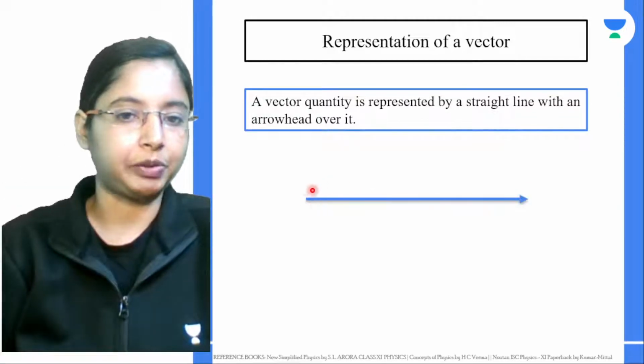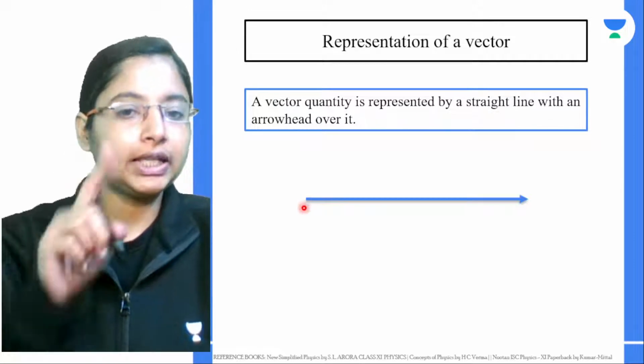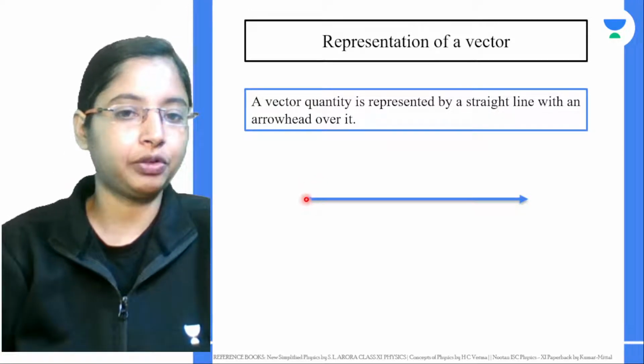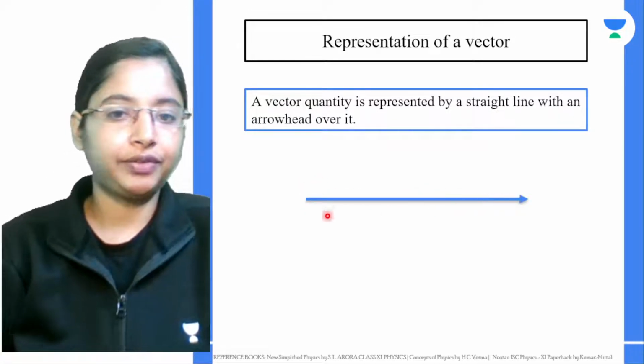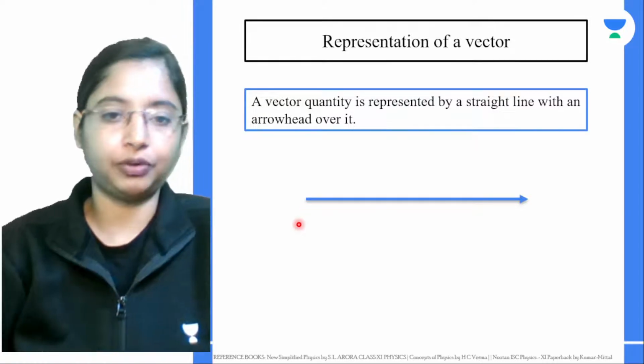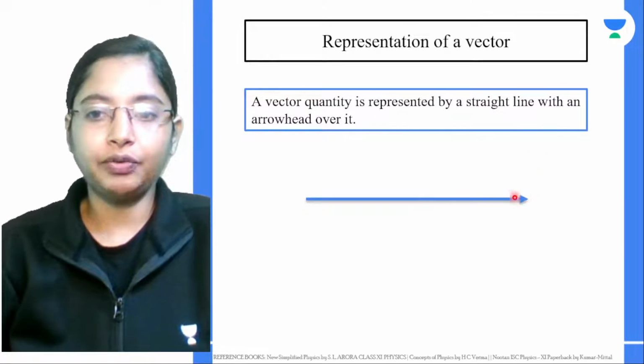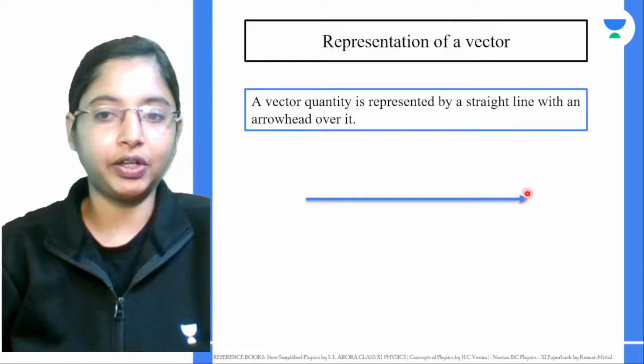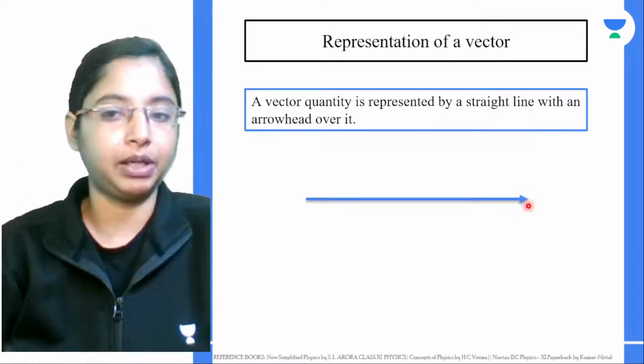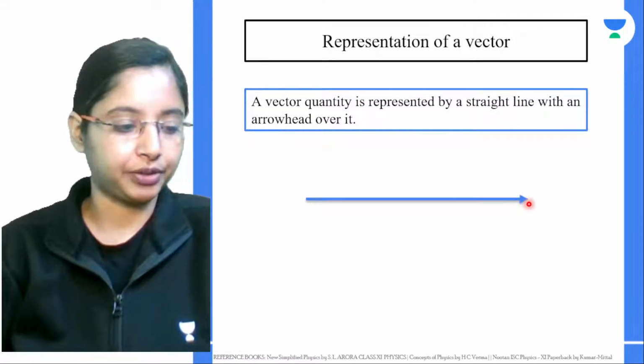Short, quick recap. Okay, this is the head. We call this as the tail or the initial point. So this is the starting point of the vector. The length of this vector tells us what is the magnitude of a vector. And this head over here, the arrowhead, we call it the head or the terminal point. This shows us the direction.